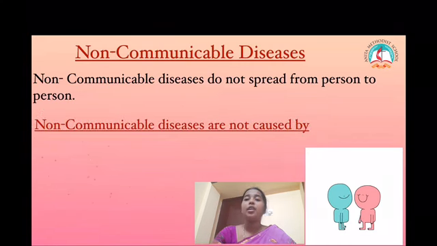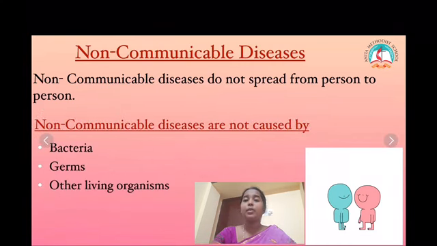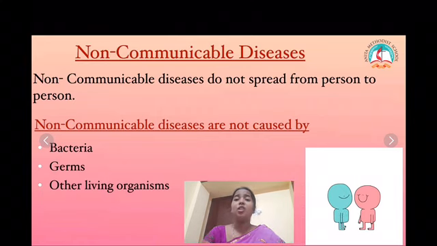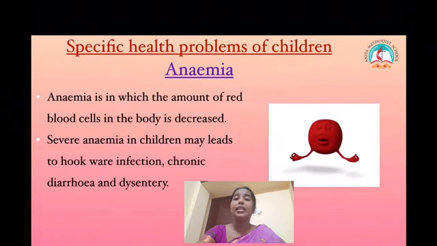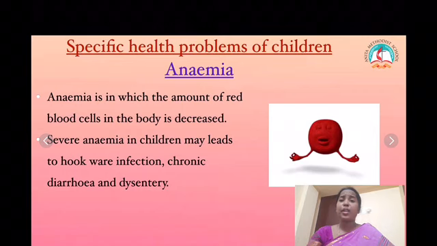Non-communicable disease means what? It will not spread from person to person. Communicable disease, it will spread. Non-communicable disease, it will not spread. These non-communicable diseases are not caused by bacteria, germs and other living organisms. Next, we're going to see about specific health problems of children. So what is anemia, children? Anemia means the amount of red blood cells will be decreased in our body. So that is anemia. Severe anemia may lead to hookworm infection, chronic diarrhea and dysentery.